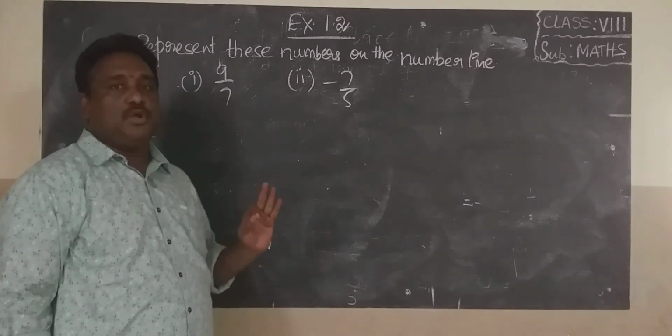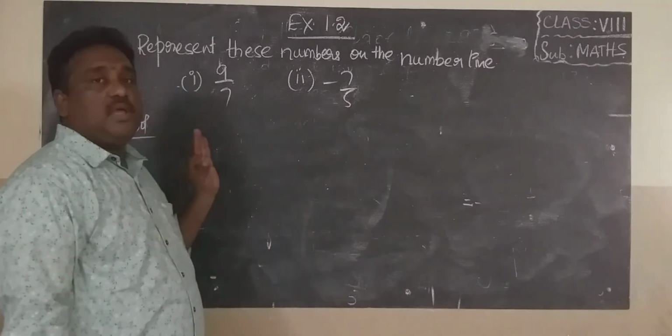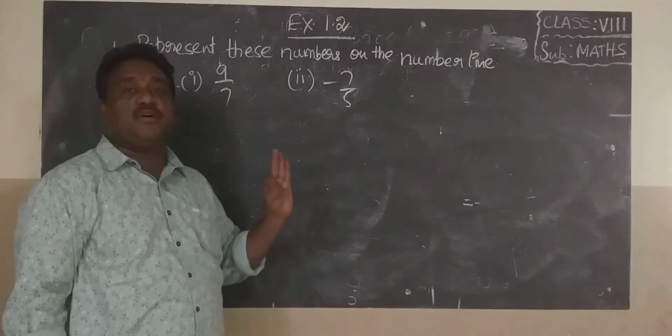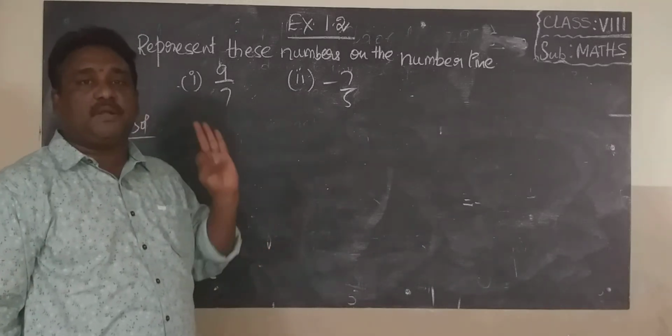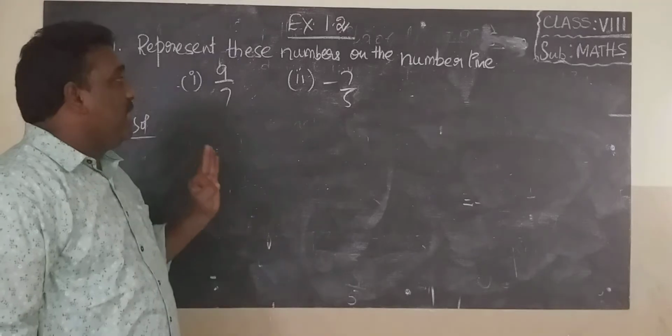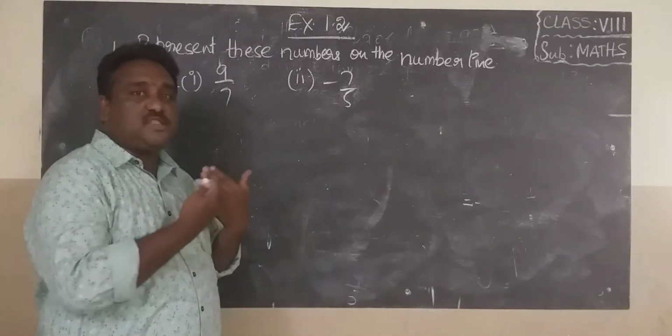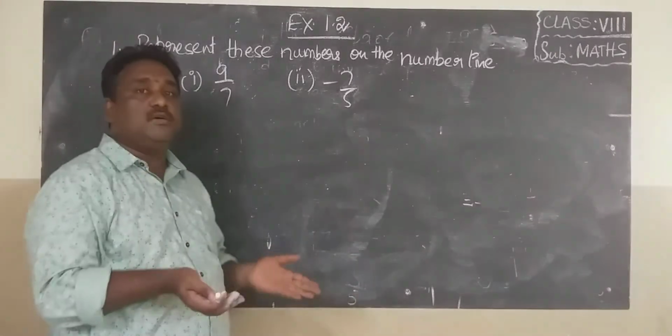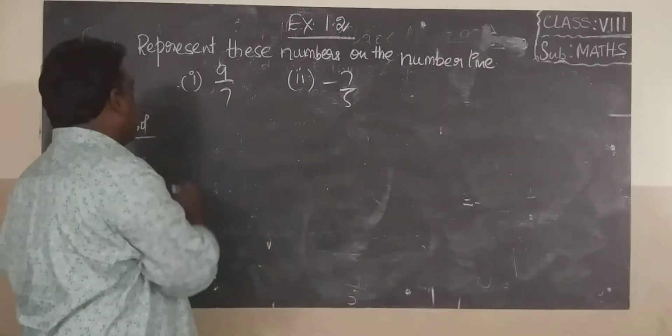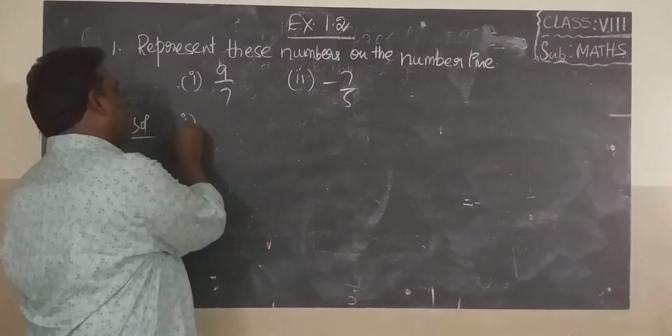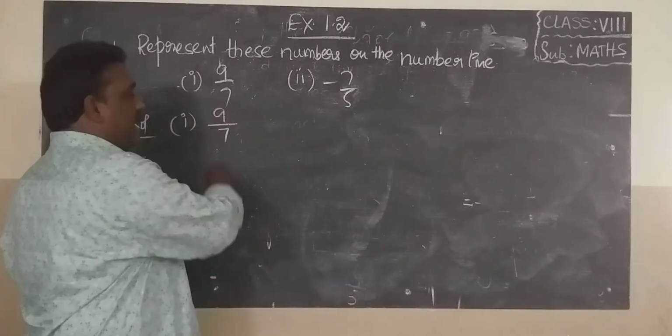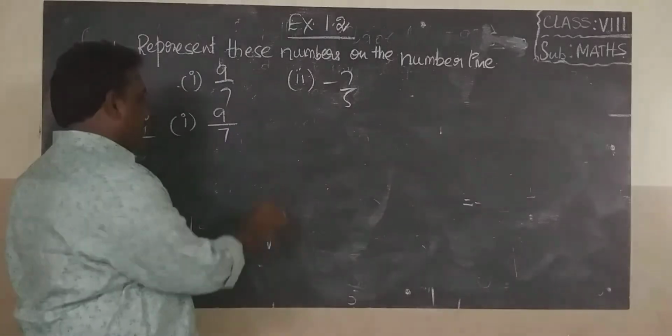Middle number is 0. Left side negative numbers. Right side positive numbers. Those are the properties of the number line. First one, 9 by 7 on the number line.